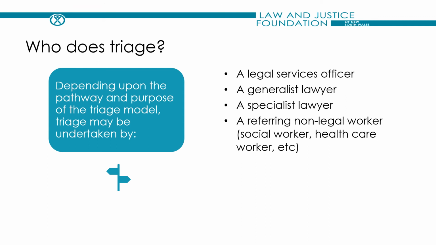Depending upon the pathway and purpose of the triage model, triage may be undertaken by a legal services officer, a generalist lawyer, a specialist lawyer, or a referring non-legal worker. The capacity to assist at the time of triage will depend upon the match between the skills and the capacity and the role of the triage officer and legal issues, and possibly also the client capability. Automated triage or online triage is an area that is seeing some development, and we will be keeping our eye on that. The value of discretion in a triage model cannot be underestimated, so it will be interesting to see how automated triage accounts for that.